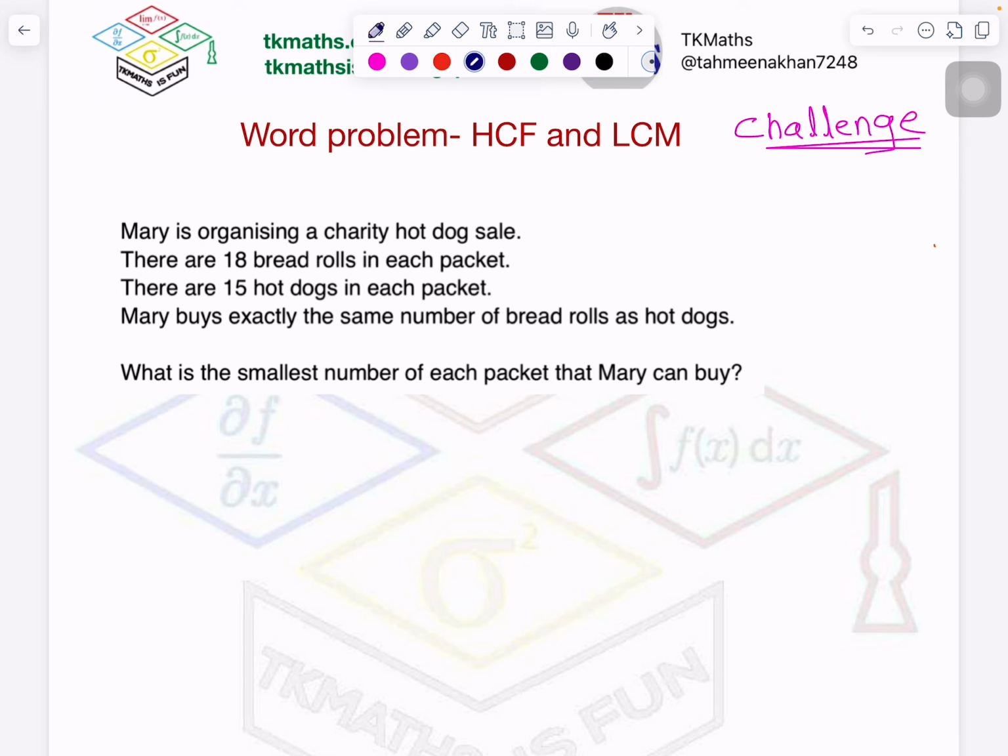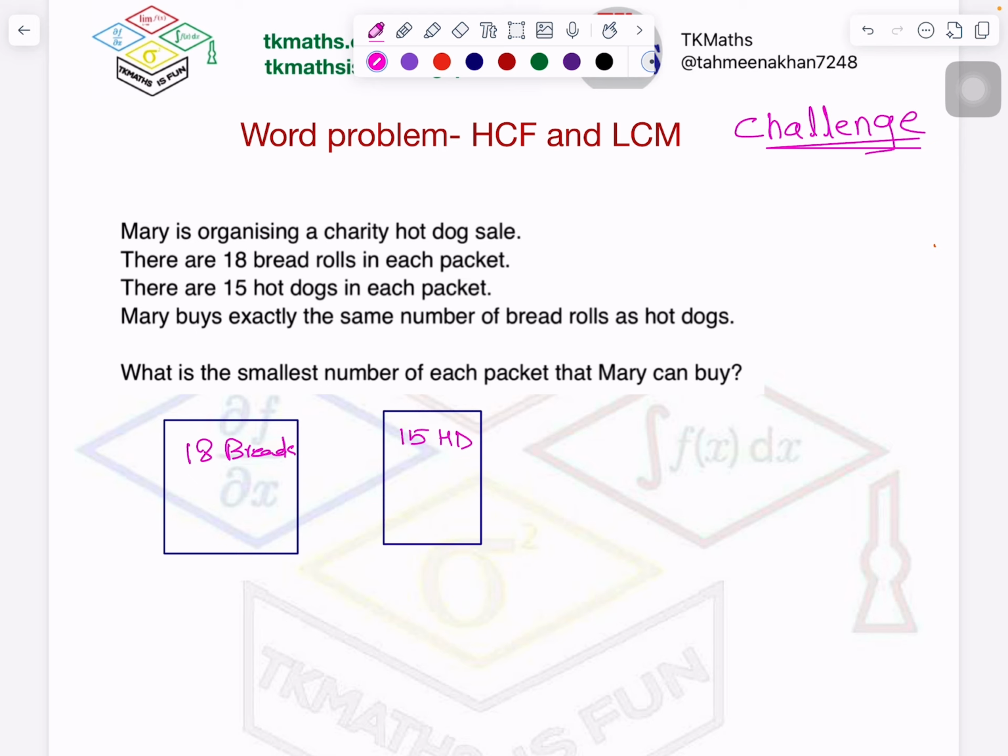Let's see here. Mary is organizing a charity hot dog sale. There are 18 bread rolls. So first of all, let's visualize this problem. This is one bag or packet, sorry. This is one packet, right? And there are 18 breads in it. And then there is another packet which has 15 hot dogs in it.